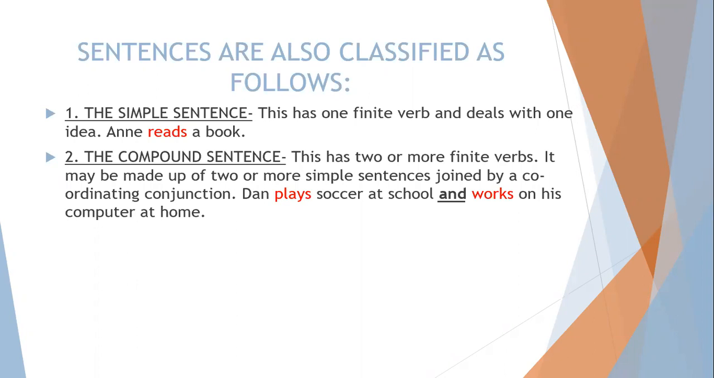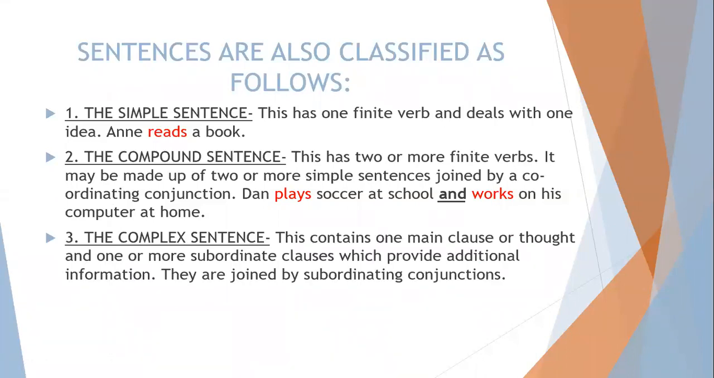So that's pretty much your most crucial rule when looking at what is a compound sentence. Remember, it's made up of 2 or more simple sentences joined by a coordinating conjunction. So if you have a look at this example, Dan plays soccer at school and works on his computer at home. So we've got our coordinating conjunction there.